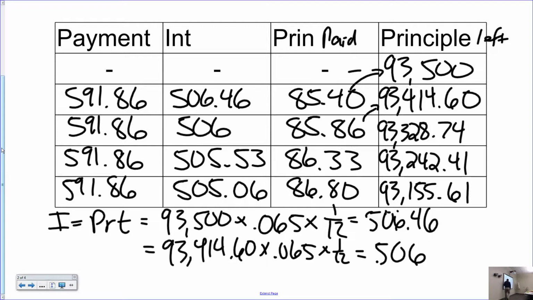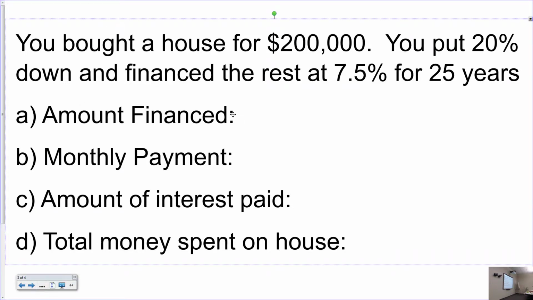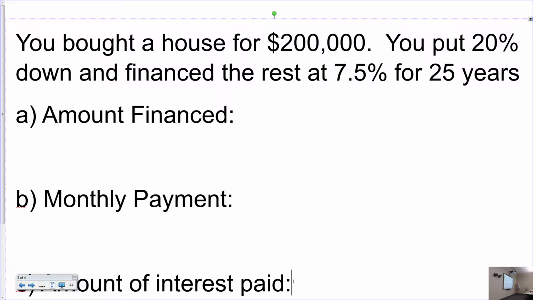All right, so again, be careful with this. If the numbers are a little bit different for different mortgages, be careful. Not every mortgage is a 30-year mortgage. Make sure you read the problem and figure out how many years it is.